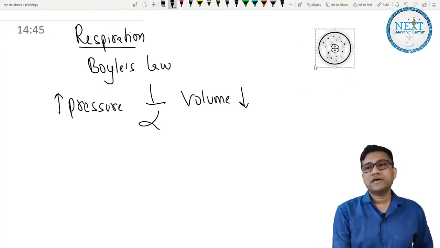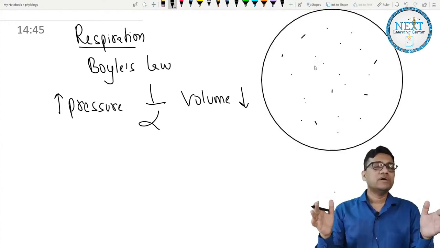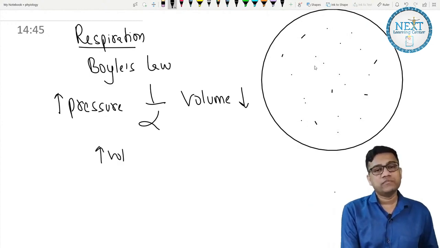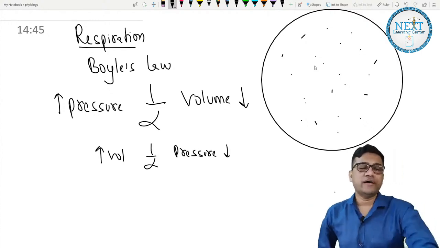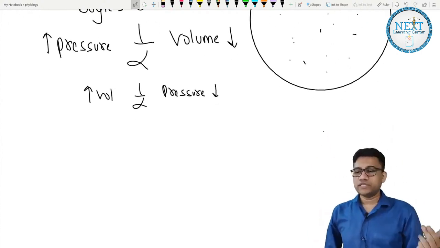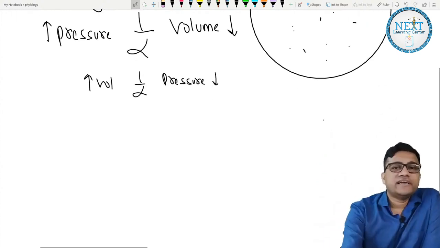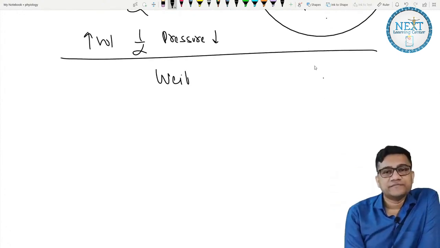And vice versa, if I make it bigger, what happens? The molecules spread out. As molecules spread, they occupy more volume, so volume increases, but that causes a decrease in pressure. So increased volume causes a decrease in pressure. That is called which law? Boyle's law.